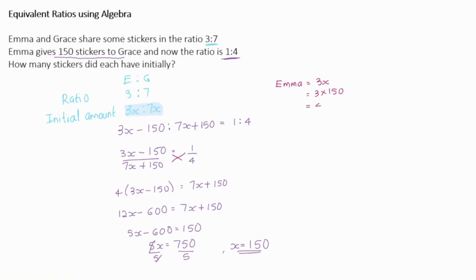So Emma had 450 stickers, and Grace's initial amount is 7x, meaning 7 times x. So we are going to do 7 times 150, and that gives us 1050. So the initial amount of stickers that Emma had was 450 and Grace had 1050.